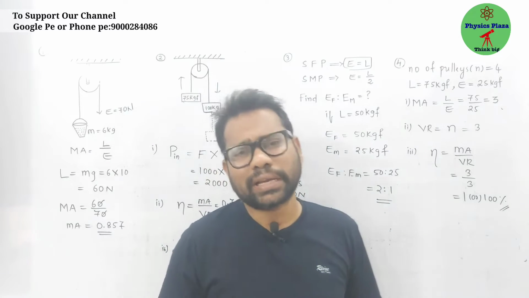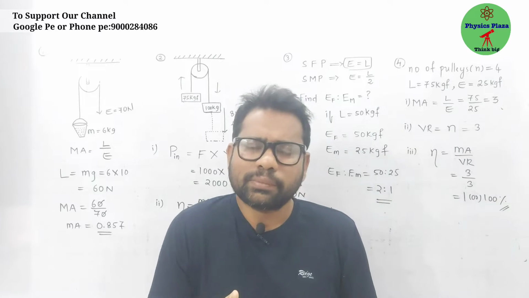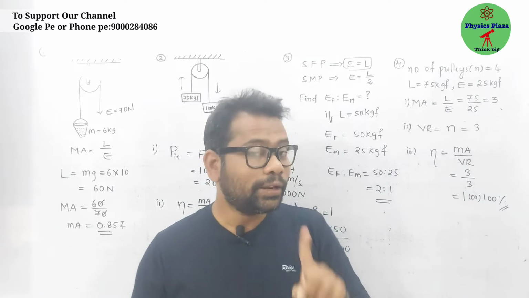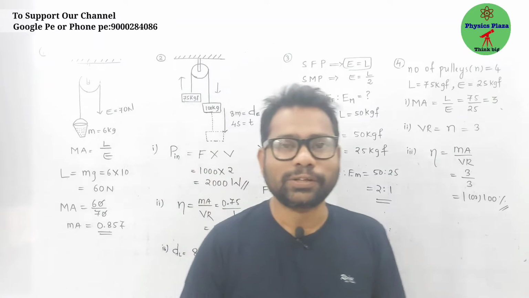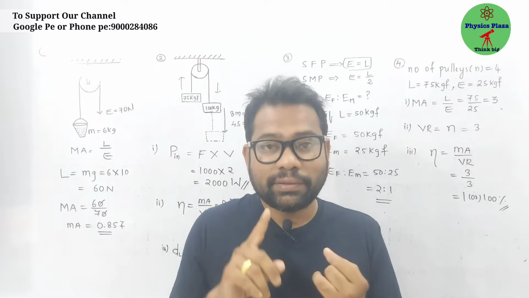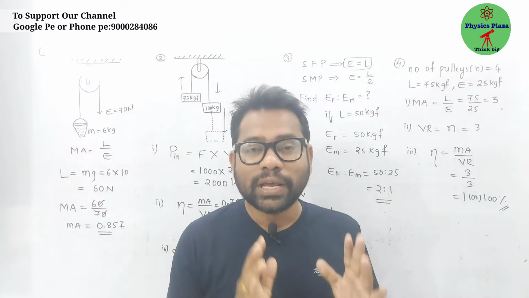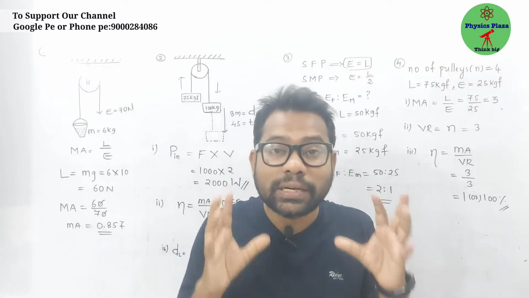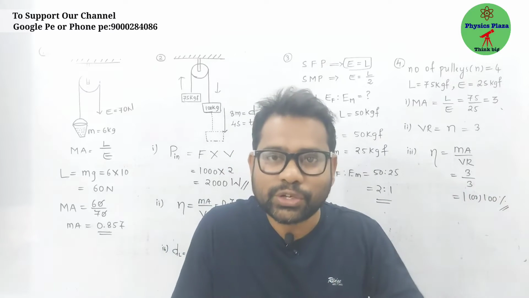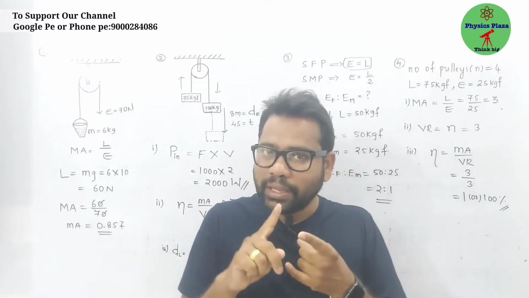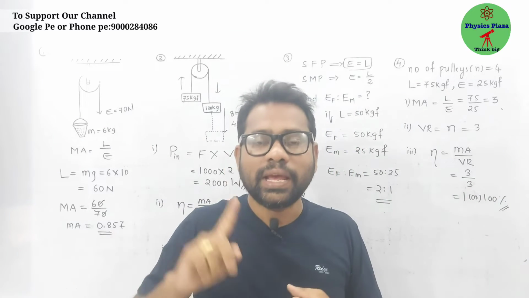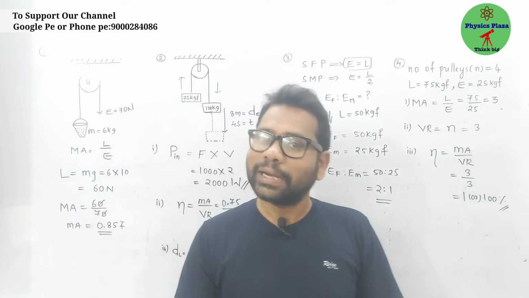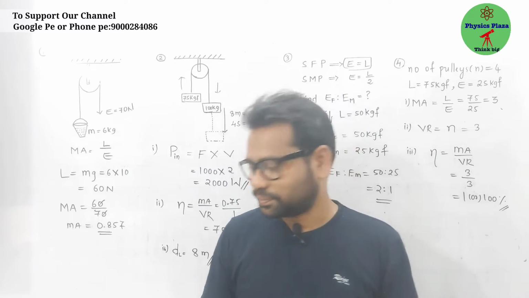Next, come to the block and tackle system. In the block and tackle system, velocity ratio depends on the number of pulleys. And one more very important point here: for a given system, for a given design of a machine, velocity ratio always remains constant unless you change the design. Velocity ratio won't change. Only mechanical advantage changes, hence efficiency changes. Is it clear? Fine. Now let us start the first numerical.